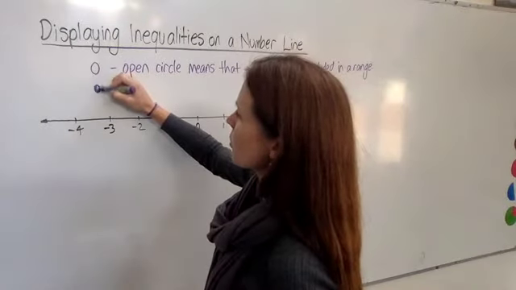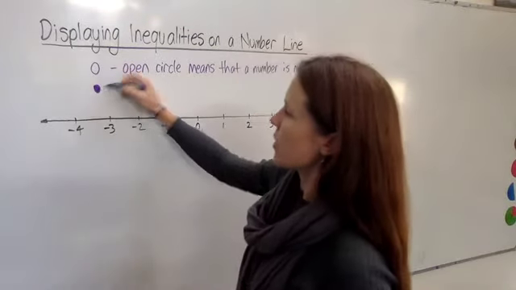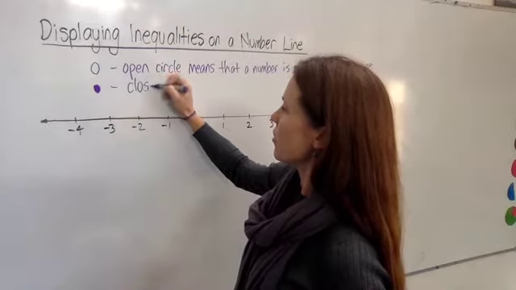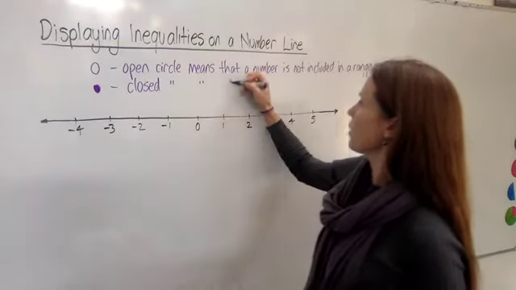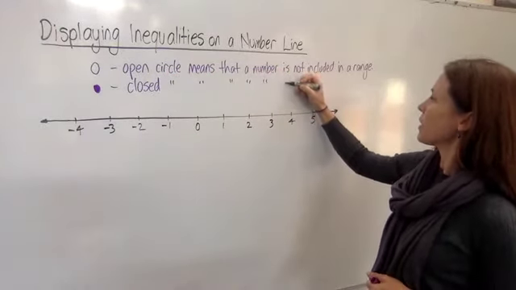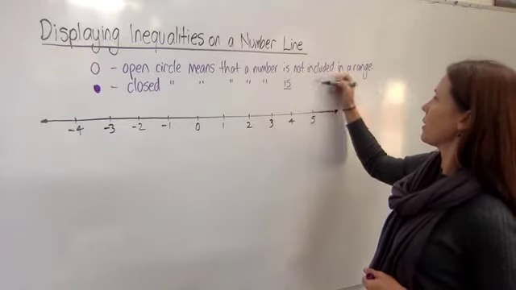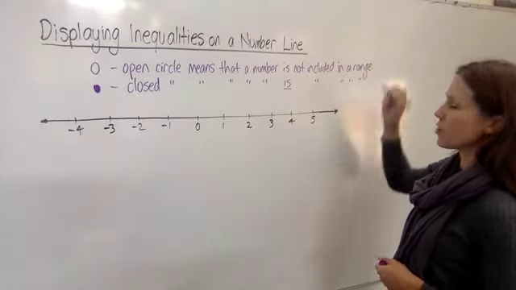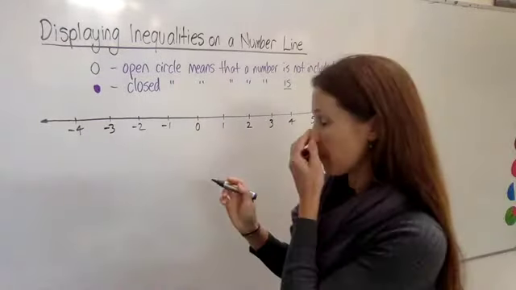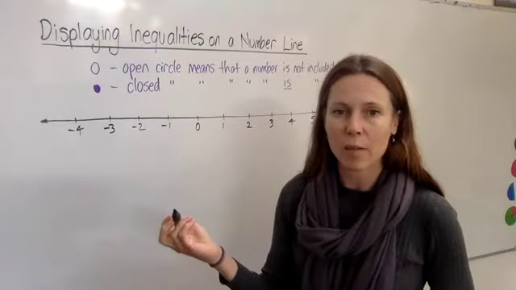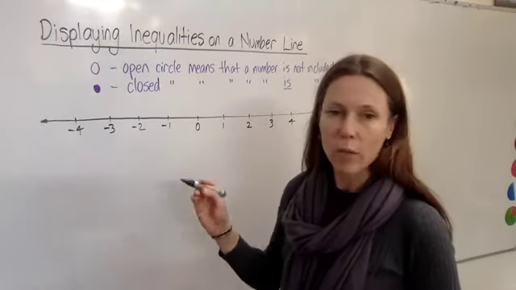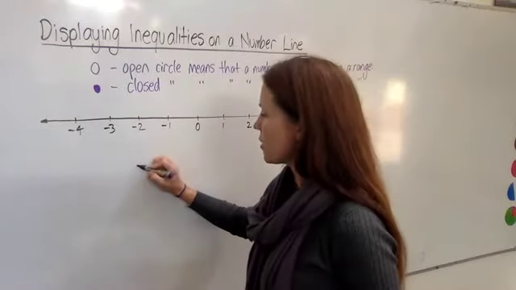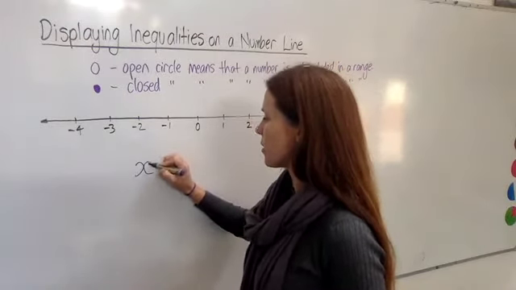A closed circle, when something's coloured in and it's closed, means that a number is included in a range. Now, let me explain what this means. We can graph things on a number line literally just by showing where they sit. So let's imagine we have this situation.